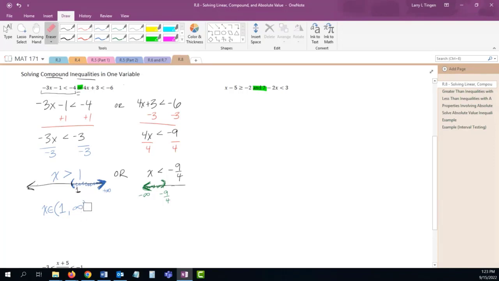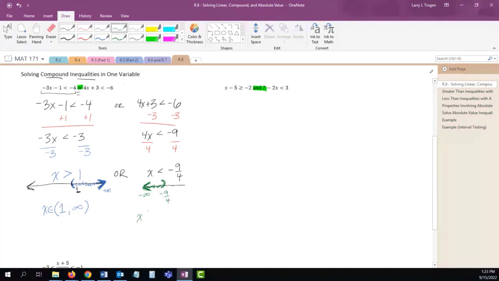Okay. So let me try that one more time with confidence. Parenthesis. Parenthesis. There we go. All right, now for the other side of the compound, negative infinity to negative 9/4.